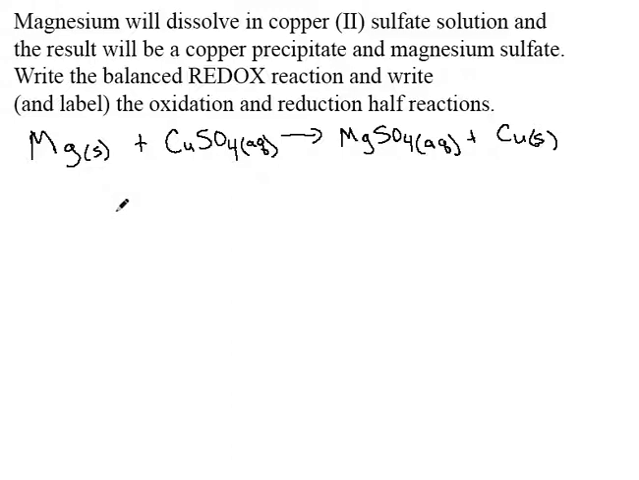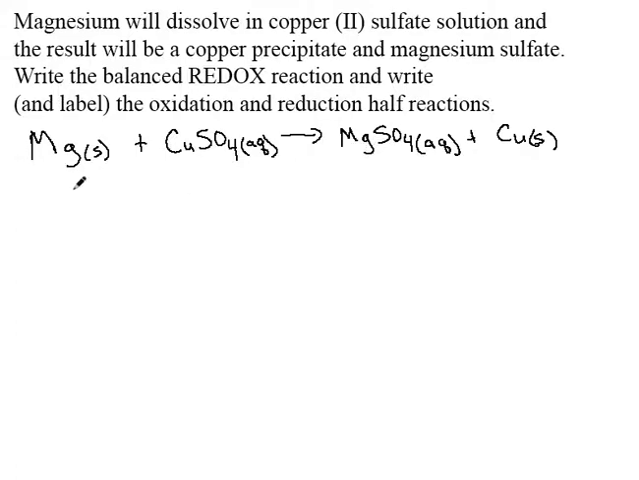The next step is to write our oxidation and reduction half reactions. When we write our oxidation and reduction half reactions, we first want to start with anything that changes. So in the case of magnesium, solid magnesium has no charge. Now, in the product, magnesium is an ion and it's associated with the sulfate. Because magnesium is a metal, it makes a cation.